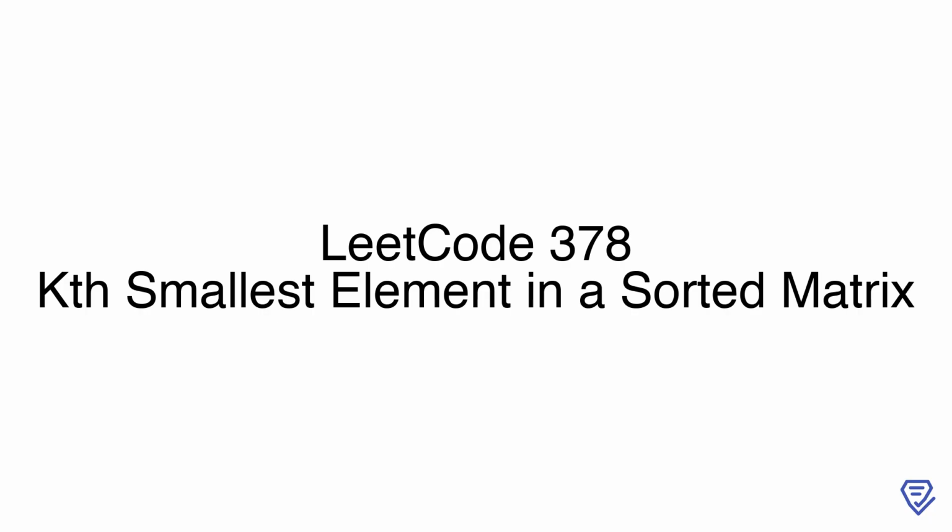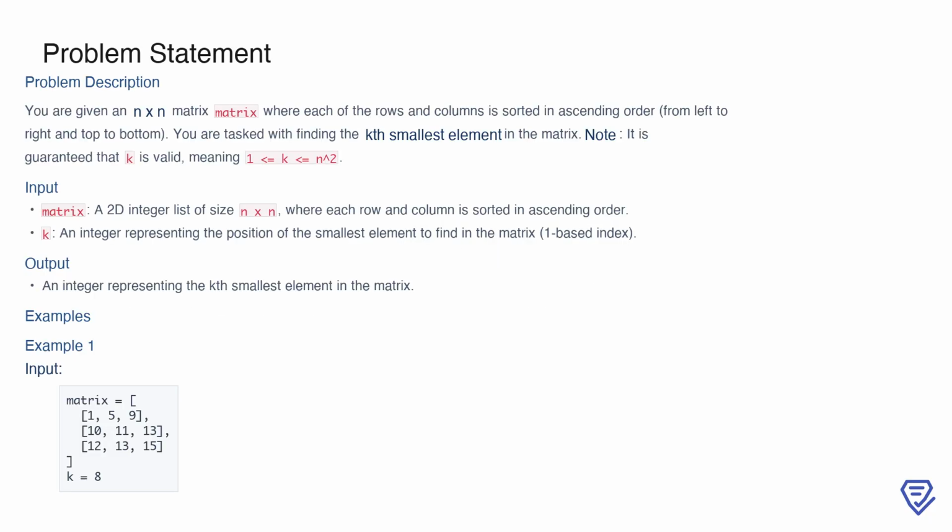Let's get started. In this problem, we are working with an n×n matrix, meaning the matrix has the same number of rows and columns. What's unique about this matrix is that both the rows and columns are sorted in ascending order. Your goal is to find the kth smallest element within this matrix, where k is a 1-based index. This means k is guaranteed to be a valid position, so it's always between 1 and the total number of elements in the matrix, which is n squared.